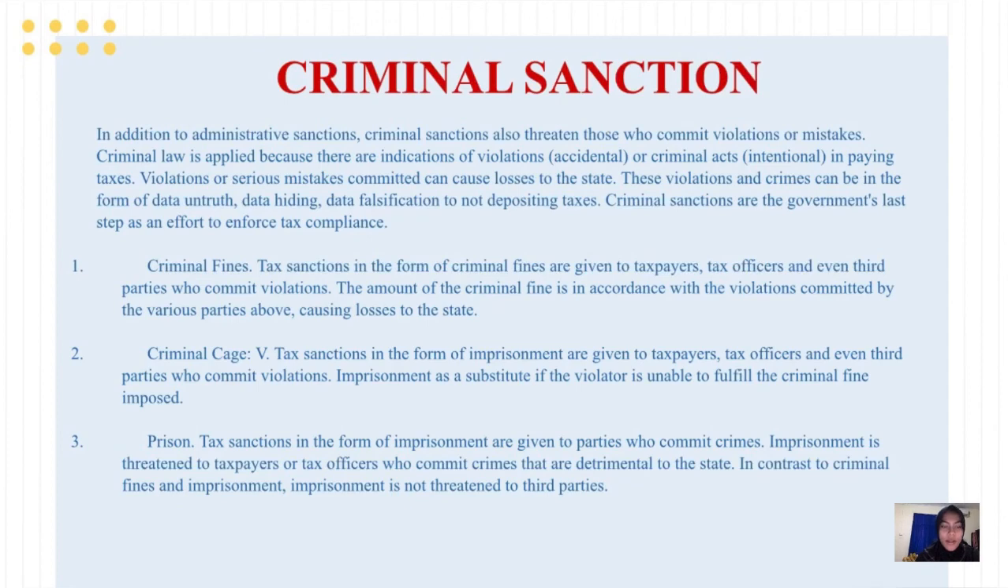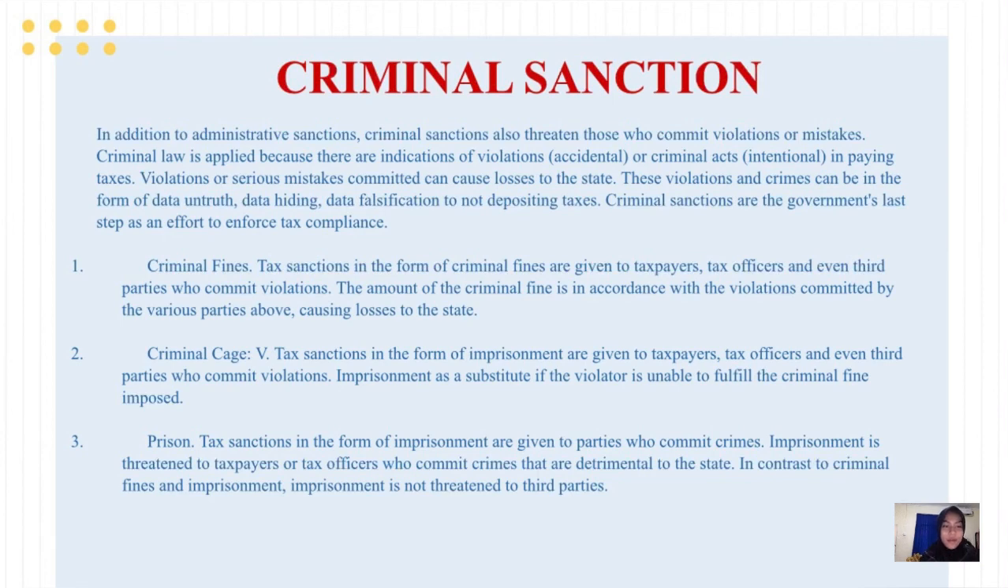Criminal sanctions. In addition to administrative sanctions, criminal sanctions also threaten those who commit violations or mistakes. Criminal law is applied because there are indications of violations, accidental or intentional criminal acts in paying tax. Violations or serious mistakes committed can cause loss to the state. These violations and crimes can be in the form of data untruth, data hiding, data falsification to not depositing tax. Criminal sanctions are the government's last steps as an effort to enforce tax compliance.